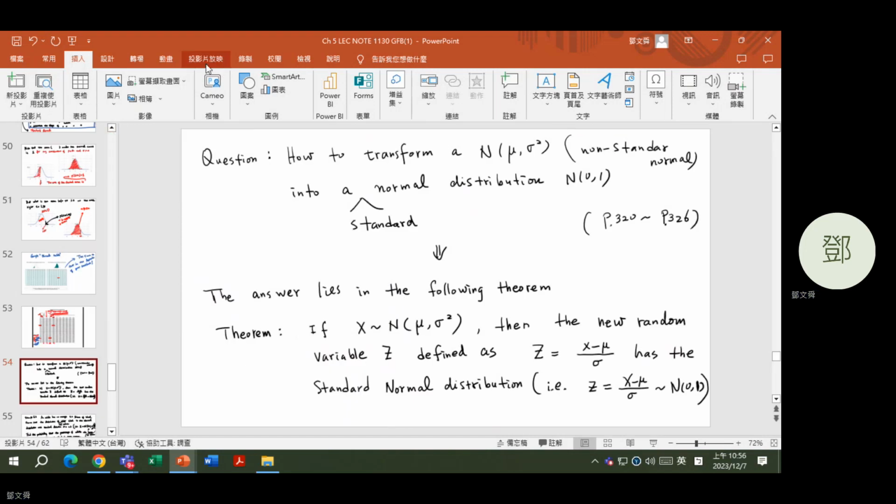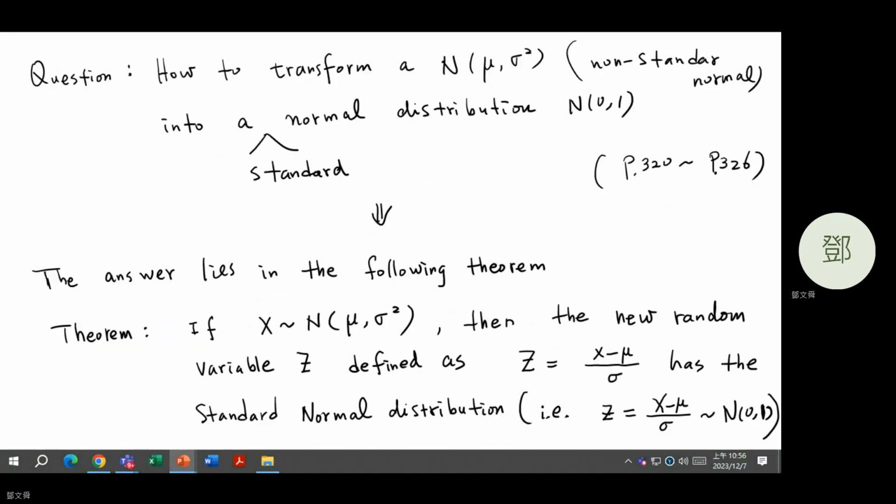So please go to page 320. There is a very important theorem, and the theorem is not exclusively stated in your textbook, but it is exclusively stated in my slide. So please keep this in your slide.